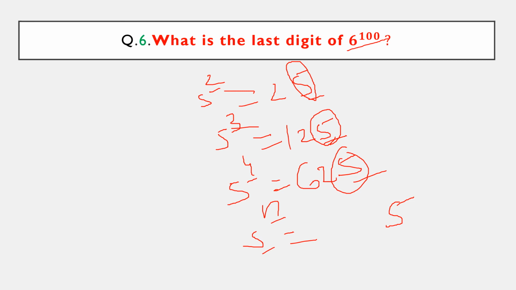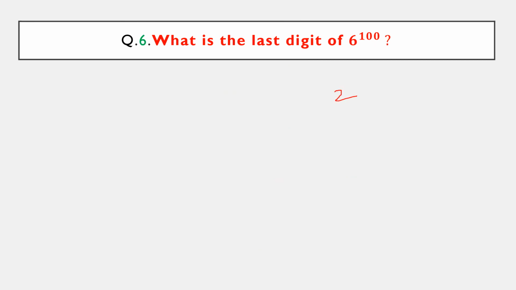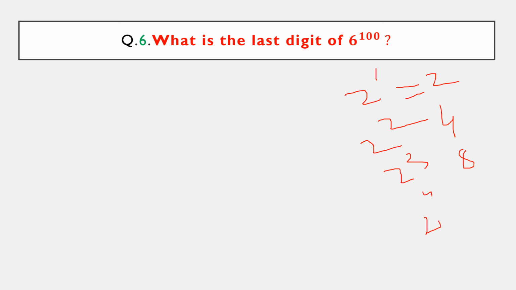Okay, so if I take 2 power n, suppose he asked for 2 power n, then I should write 2 power 1 is 2, 2 power 2 is 4, right? Next, 2 power 3 is 8, 2 power 4 is 16, right? So for each power, the last digit is changing. For 2 cube it is 8, for 2 power 4 it is 6. Okay, it is changing. So we cannot write what the last digit of 2 power n is, because it is changing for each and every power.